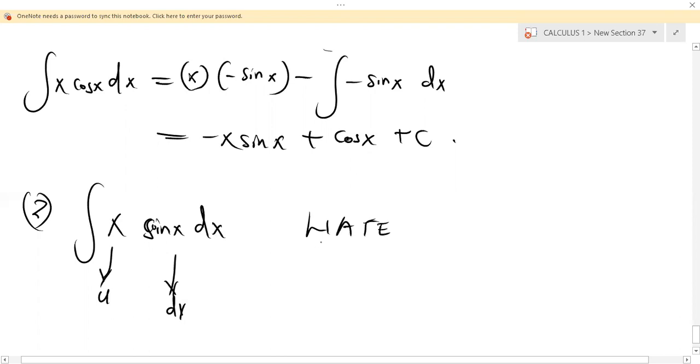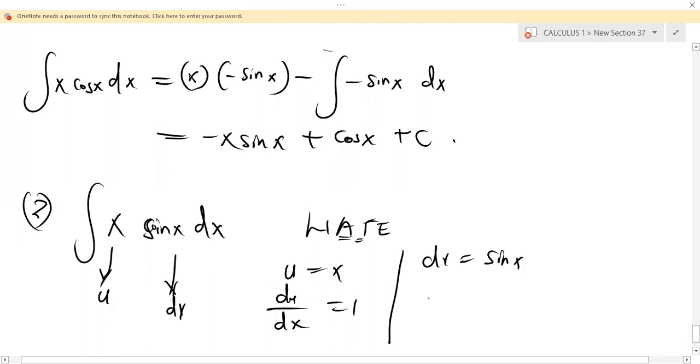We have an algebraic function and a trigonometric function. So algebraic comes before trigonometric. So we choose them like that. Now, if your u is equal to x, what is your du/dx? Your du/dx is 1. And if your dv is equal to sin x, what is your v?